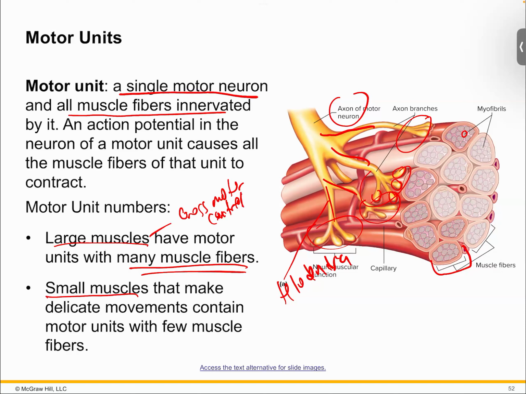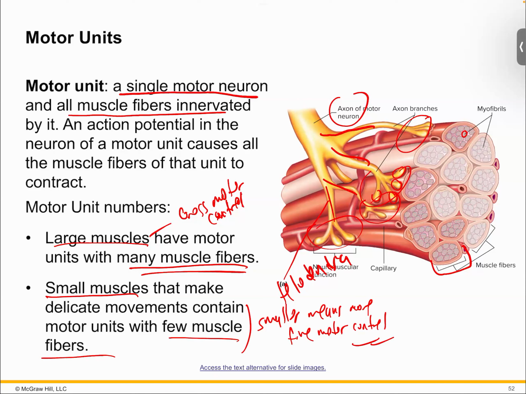Small muscles tend to have motor units with few muscle fibers. So basically, the smaller that is, means you have more fine motor control, which actually is a perfect example, right? Because if you take a look at your bicep, large muscle, lots of fibers in the motor unit, but its movement is gross motor control, right?